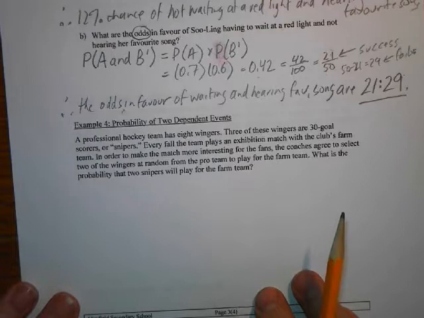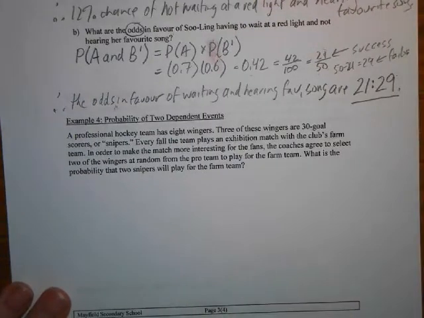All right, example 4. We have a professional hockey team has 8 wingers. 3 of these wingers are 30 goal scorers, or we'll call them snipers. Every fall, the team plays an exhibition match with the club's farm team. In order to make the match more interesting for the fans, the coaches agree to select 2 of the wingers at random from the pro team to play with the farm team. What is the probability that the 2 snipers will play for the farm team?